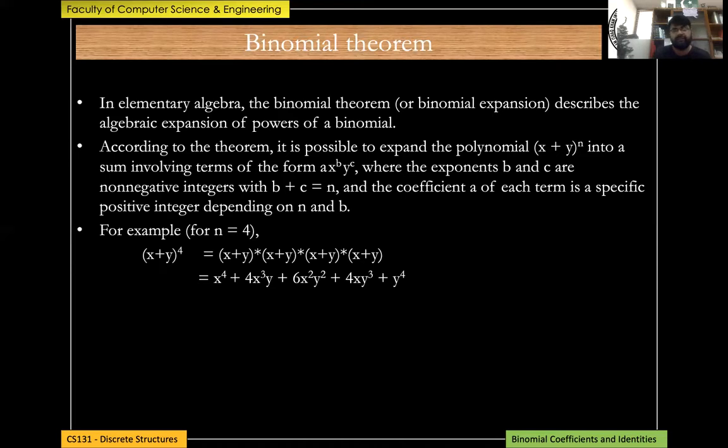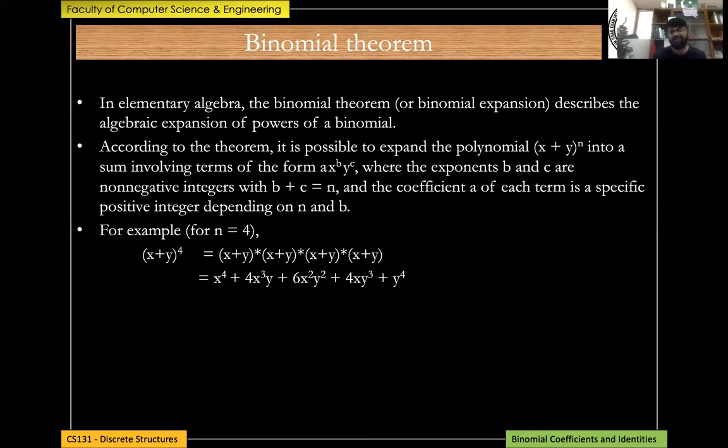So for example, if you take n equal to 4, (x + y)^4, if you just expand it normally, is (x + y) multiplied by (x + y) multiplied by (x + y) multiplied by (x + y). And if you expand them using your own formula, it is x^4 + 4x^3 y + 6x^2 y^2 + 4x y^3 + y^4.